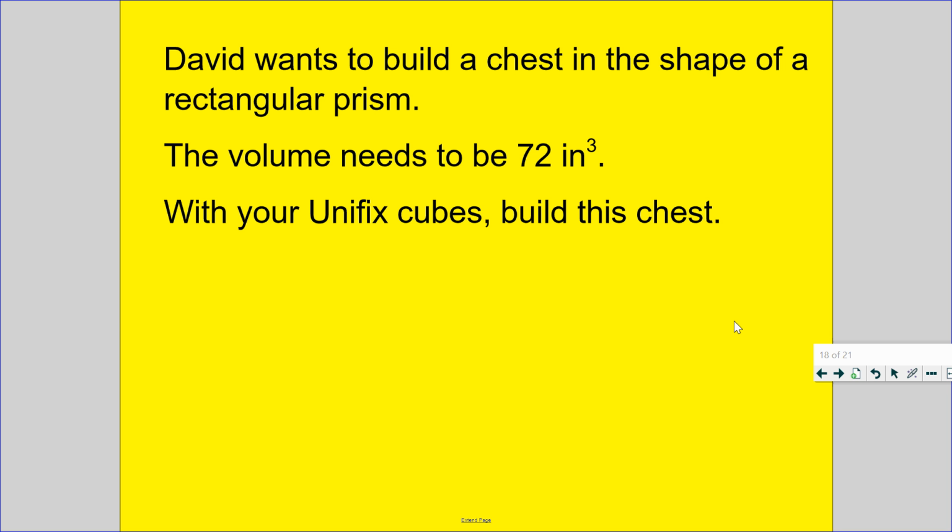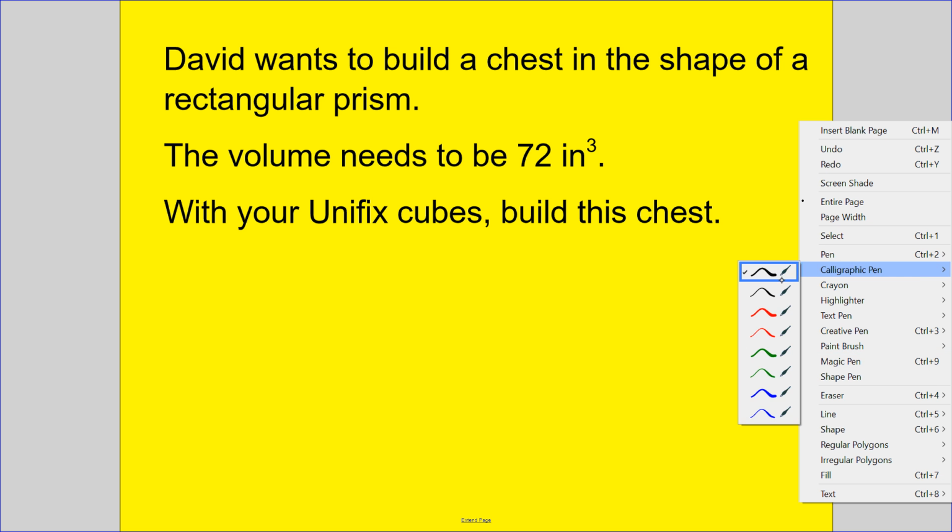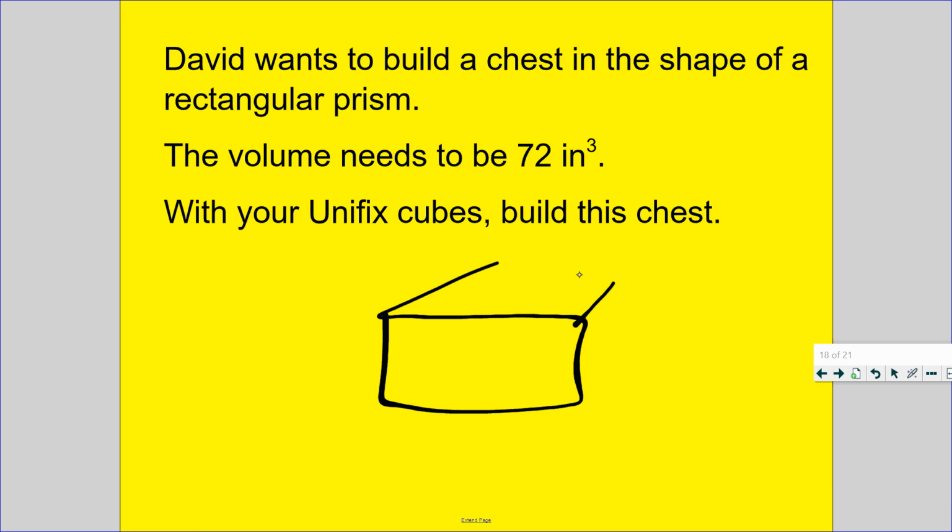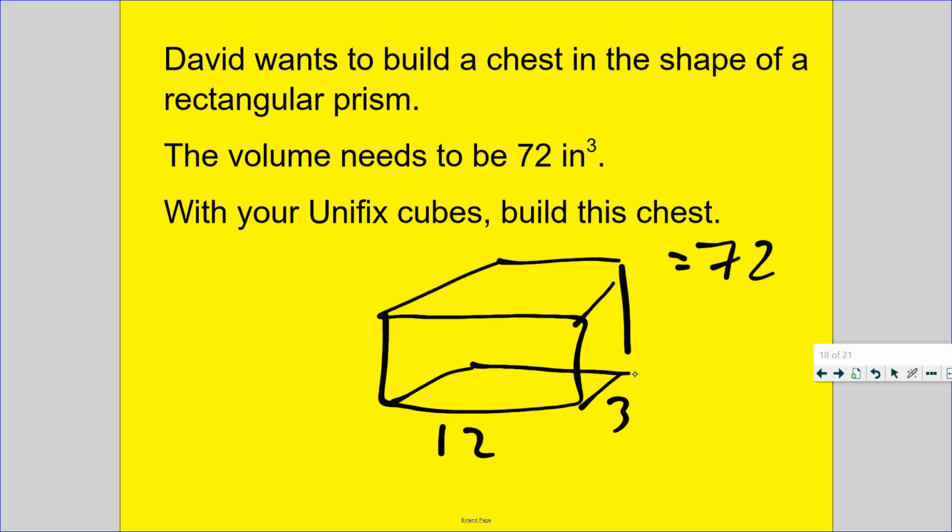So it could be, oh, let me get a pen. So we know it has to equal 72. So this could be 12 by 3. So the area is 36, and what would the height be? 12 times 3 is 36. This could be 2. So that could be the test. 12 times 3 times 2 is 36 times 2 is 72.